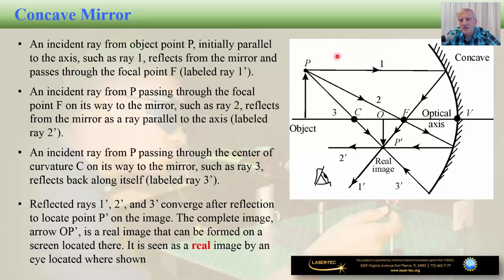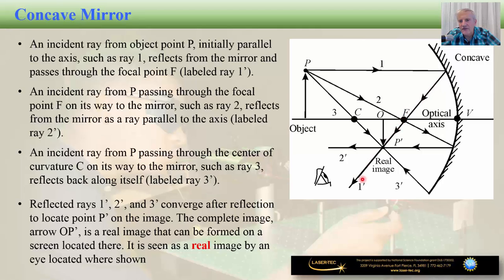Light ray 1 is a light ray that is propagating in parallel to the optical axis. So you can see the optical axis here in the middle, that's perpendicular to this concave mirror, and then light ray 1 is propagating along the line that's parallel to the optical axis. When this light ray 1 hits the mirror, it's going to get reflected through the focal point. So that's the rule that you're going to apply when you're doing this type of analysis.